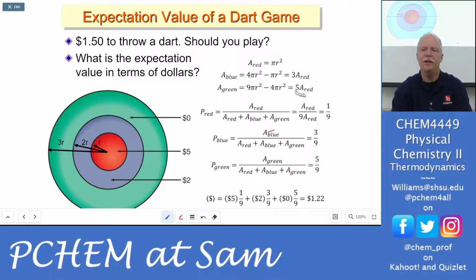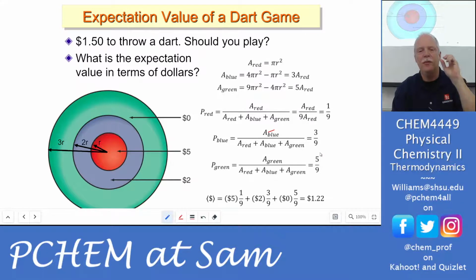And then up here we see that the green is 5 times the area of the red, and the total is 9. So we end up with 5/9. So these are our 3 probabilities, and that's our probability function. But we're not interested in probability. We're interested in money, right? We're at the fair. We want to win some coins.